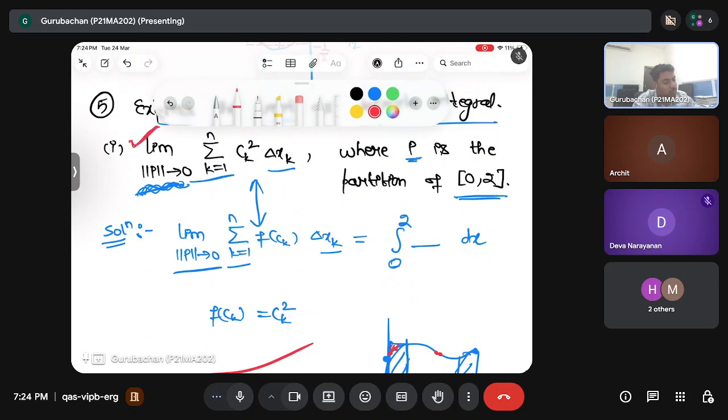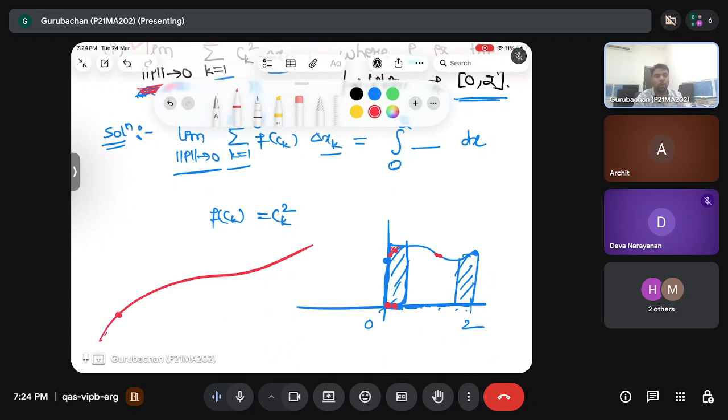Limit of the norm of P tending to 0 means you are taking n to infinity. If the partition is small, then you are taking the partition to infinite times. So your partitioning is going smaller and smaller, and your rectangles will overlap with the curve itself. And if that limit exists, then we say our integral exists, and that will be the area under the function. Otherwise there will be some error. Otherwise you will not be able to calculate.